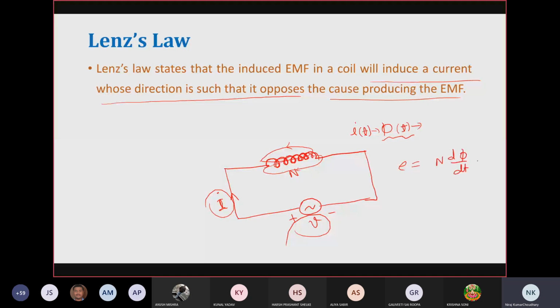Now Lenz law says that the effect always opposes the cause. So this E is basically developed across this coil. So how will it oppose the cause? What is the effect here? The effect is the induced EMF across the coil. And what is the cause? The cause is the flow of this current i, the sinusoidal current. So this E is going to oppose i only if this is the polarity of the induced EMF.